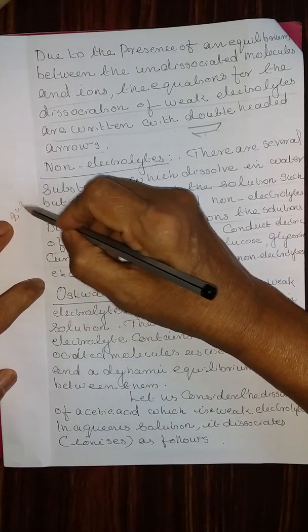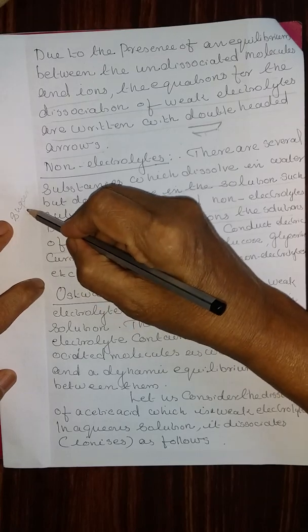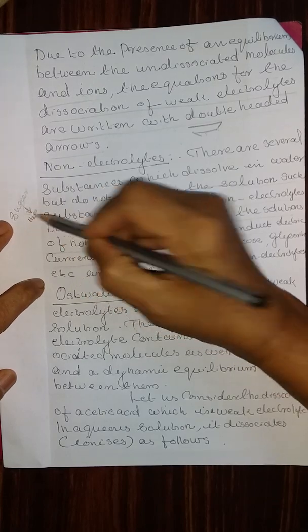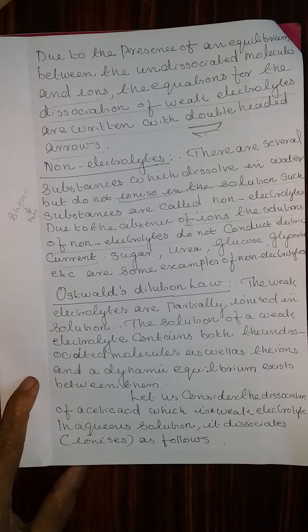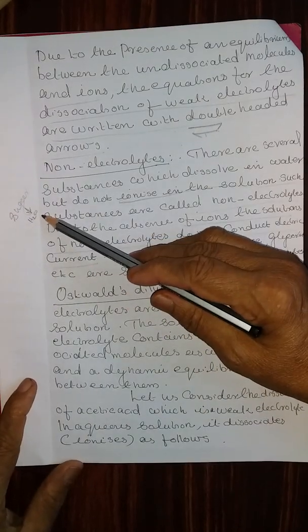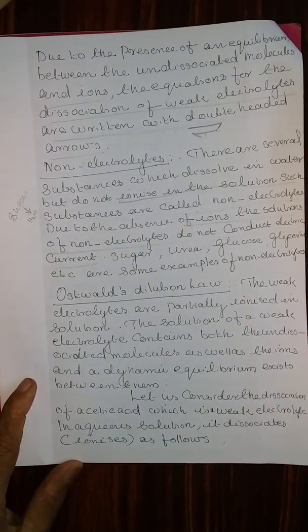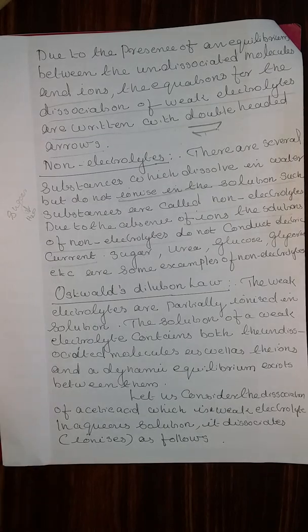A question can be asked: why is sugar soluble in water but not capable of conducting electric current? Why? Sugar is soluble, but it cannot form any positive and negative ions. Therefore, it cannot conduct electric current.